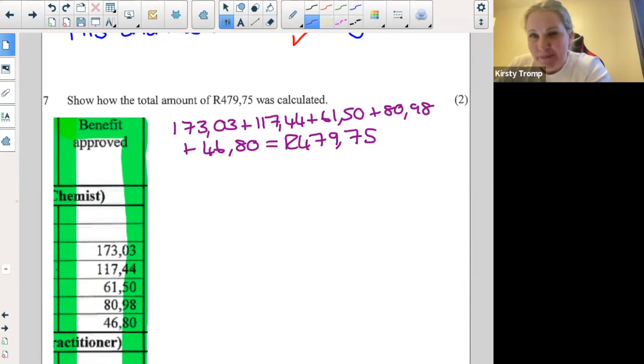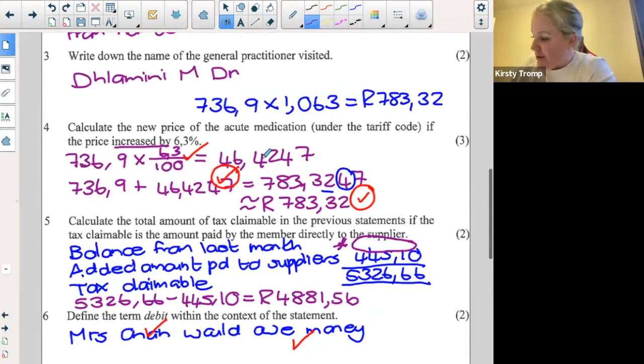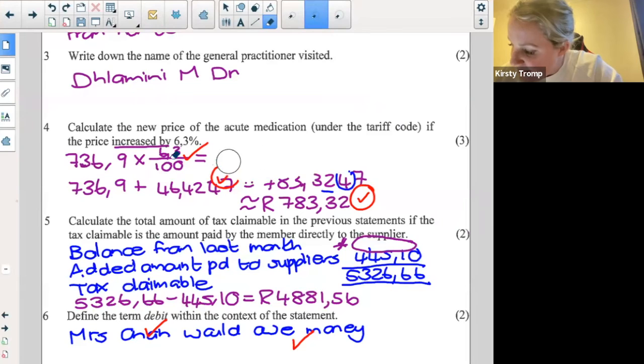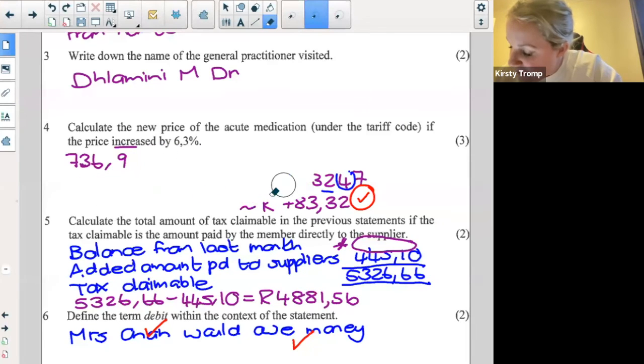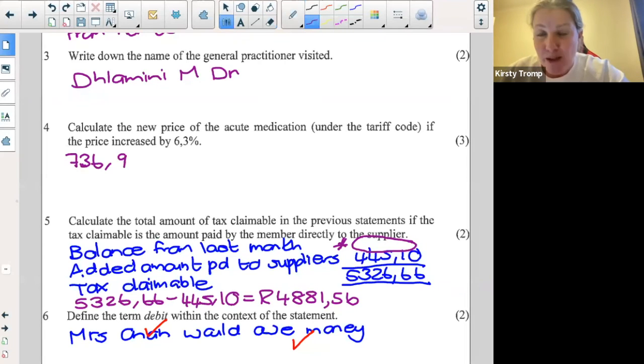Ma'am, I was hoping if you could please go over question 4 again. I didn't understand it. Of course. Let's have a look at question 4. Sure. Thank you, ma'am. Okay. So in question 4, they've said to us, calculate the new price of the acute medication if the price increased by 6.3%. So there was an increase of 6.3%. This was the price of the acute medication. Where did I get that price from? I got it from the statement. Are you good with finding that on the statements?